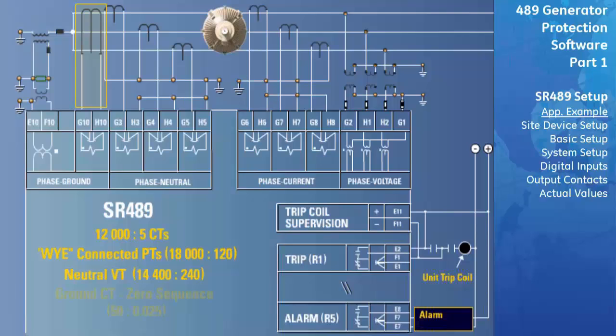For our ground current protection, a zero-sequence 50 to 0.025 amp CT will be connected to the neutral end of the transformer. The R1 trip contact will be connected to the trip coil of our breaker, with the trip coil supervision wired in parallel to this circuit. The R5 alarm relay will provide alarm element information to our PLC. The 52A contact from our breaker will also be wired into the breaker status input of the relay. We are now ready to program the SR489 relay as per our system specifications and requirements.